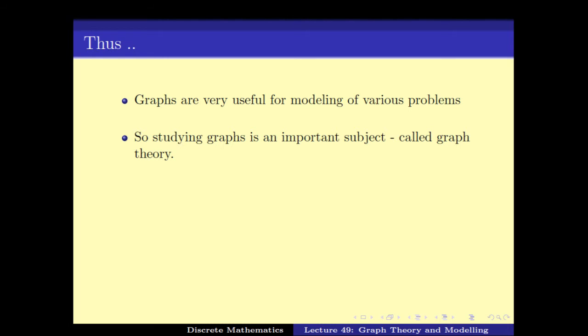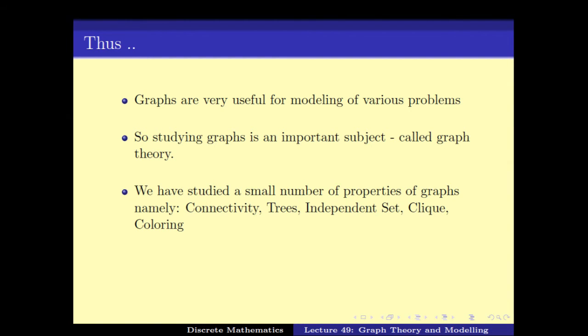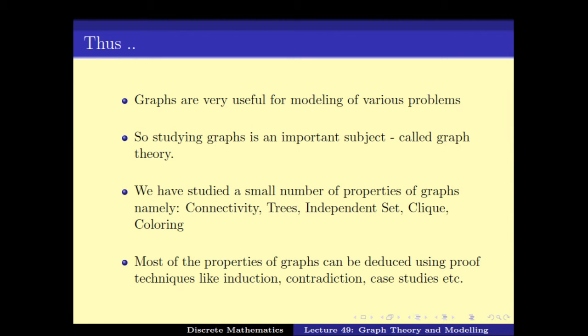People who have attended this course, I strongly recommend you to go and learn a little bit more on graph theory, possibly attend one more course on graph theory. It's a subject that deserves a whole course, and it's a beautiful subject that is very useful for solving real problems, mathematical problems as well as real life problems. We have studied a small number of properties of graphs, and we have of course used the proof techniques of induction, contradiction, case studies, etc.